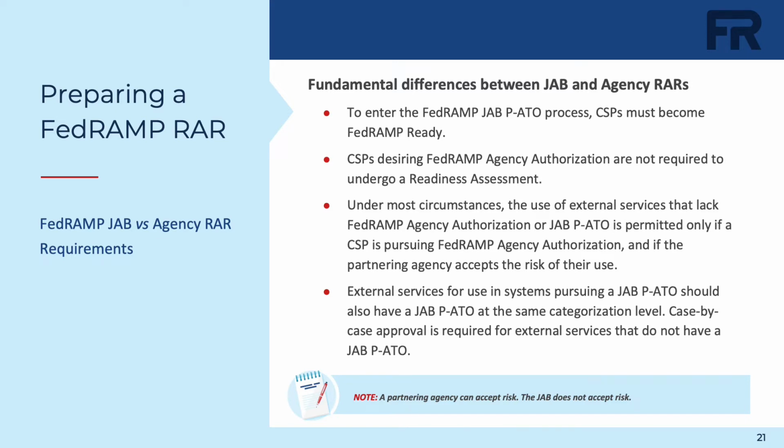Under most circumstances, the use of external services that lack FedRAMP agency ATO or JAB PATO is permitted only if pursuing agency authorization and if the partnering agency accepts risk. And finally, external services for use in systems pursuing a JAB PATO should also have a JAB PATO at the same categorization level. Case-by-case approval is required for external services that do not have a JAB PATO.